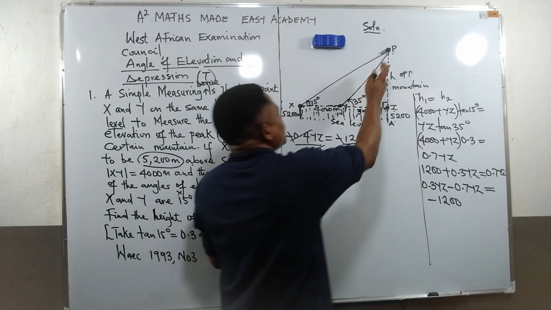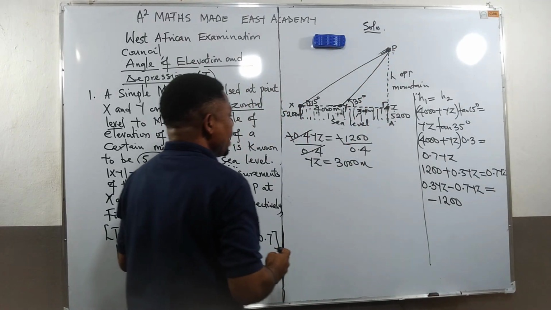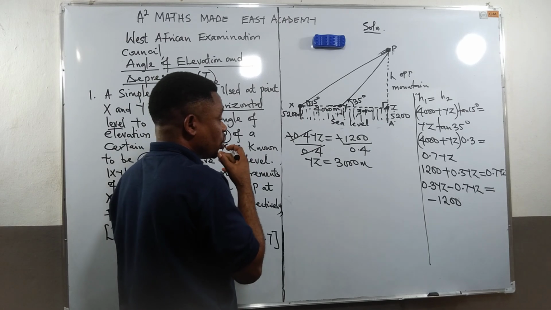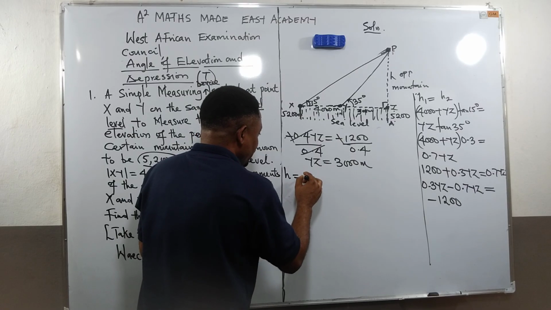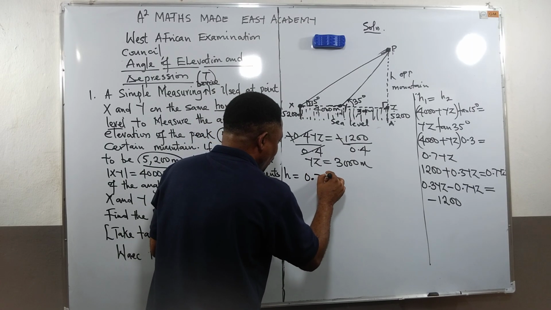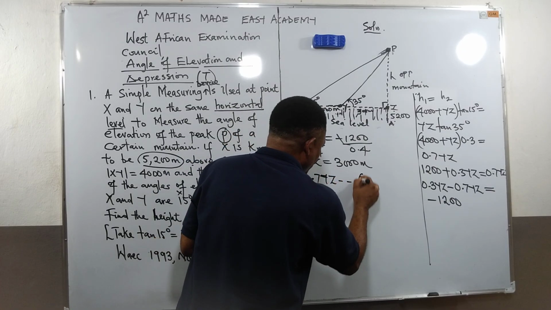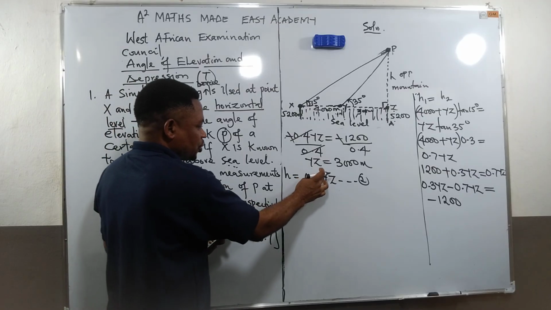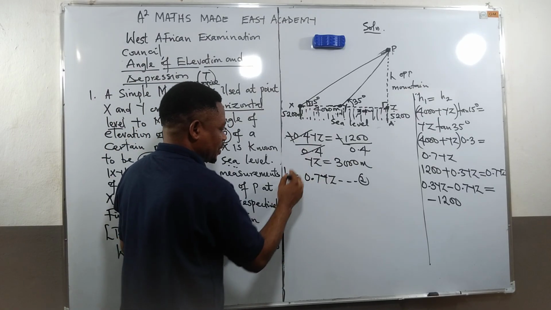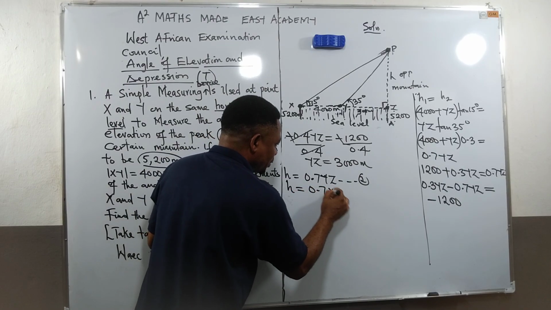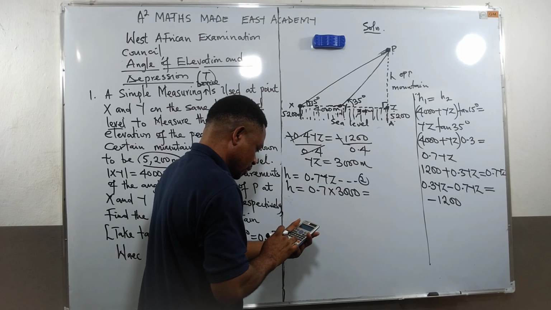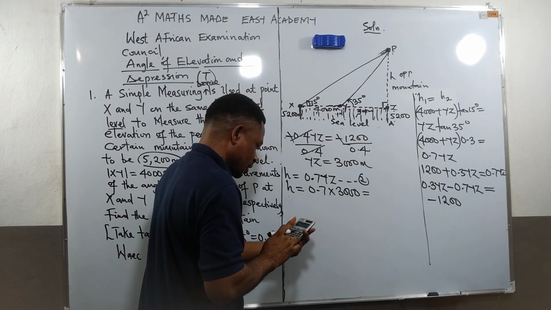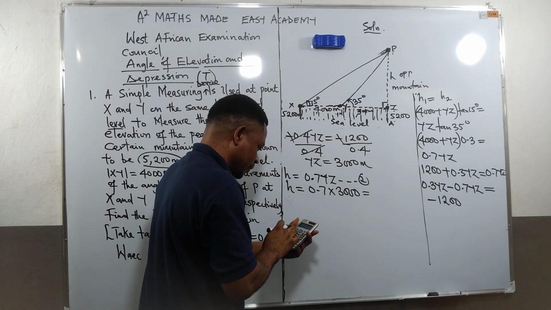Now, do you know that it is easy for us to find the height of the mountain now? Either we use equation 1 or we use equation 2. Now remember that the height of the mountain in equation 2 is 0.7 yz. This is equation 2. I can use equation 1, I can use equation 2. Do we know yz? Yes, 3,000. Can I say h is now 0.7 times 3,000? Now let us multiply: 0.7 times 3,000.